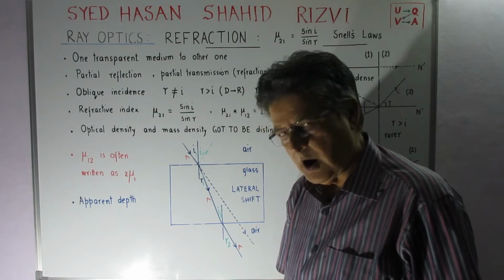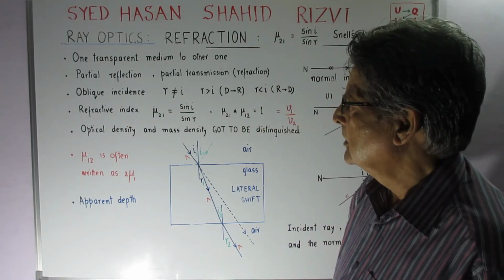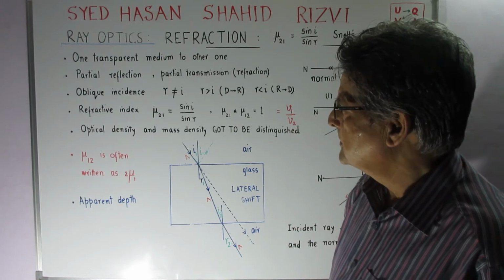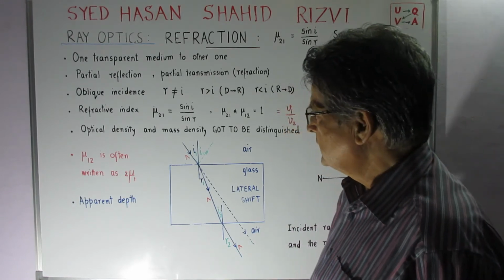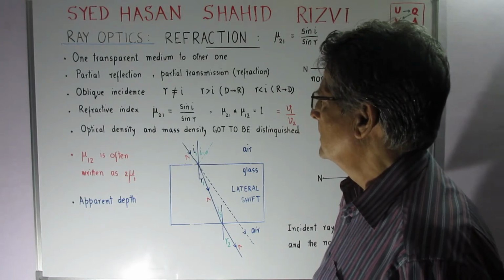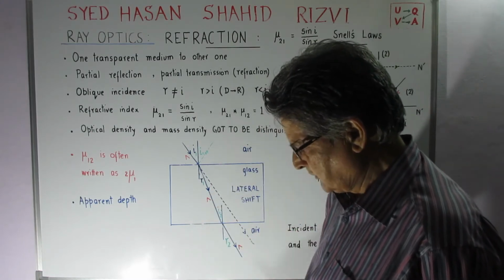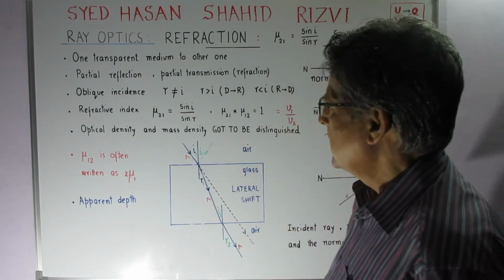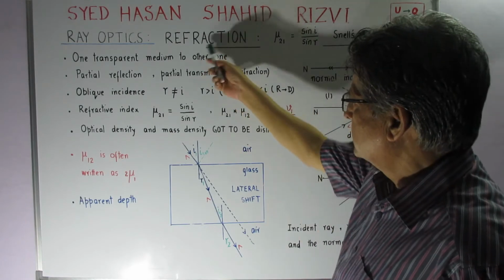Last lecture we did reflection at the spherical surfaces, the various mirrors, which we call concave and convex, and the formation of images. Now today we will take up refraction.